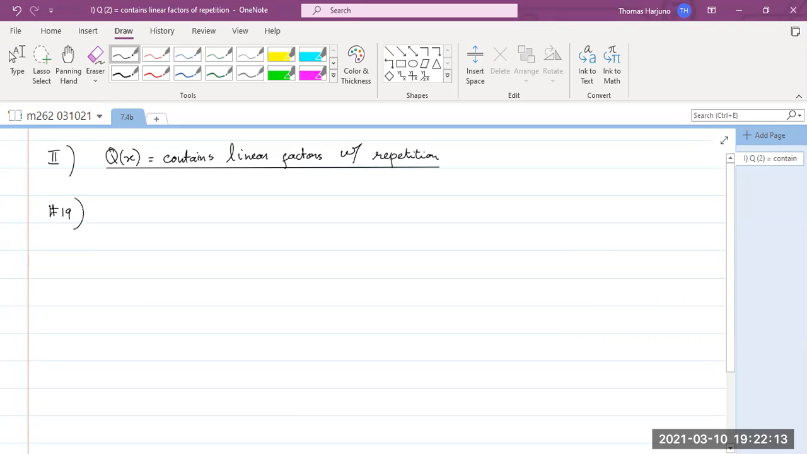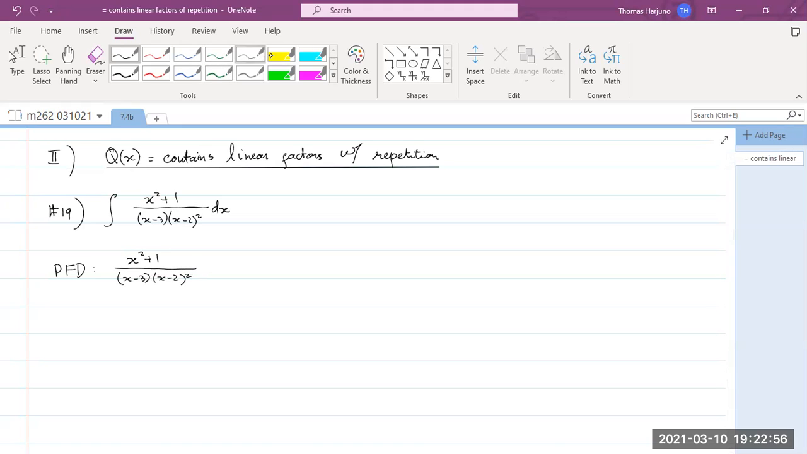Now you will see the focus, even though we do integration, is more on the partial fraction decomposition. Number 19, we have the integral of x squared plus 1 over, they factor it for us, x minus 3, x minus 2 squared dx. Now I do partial fraction decomposition.